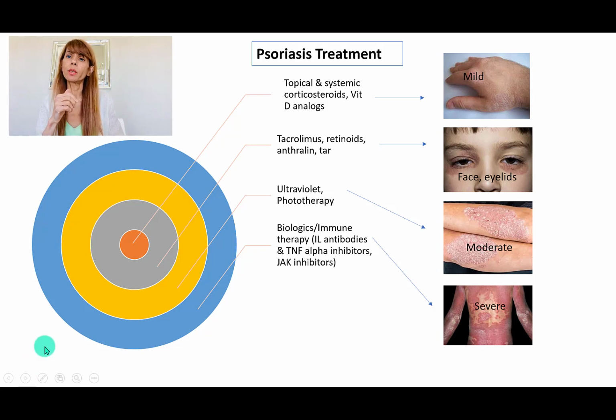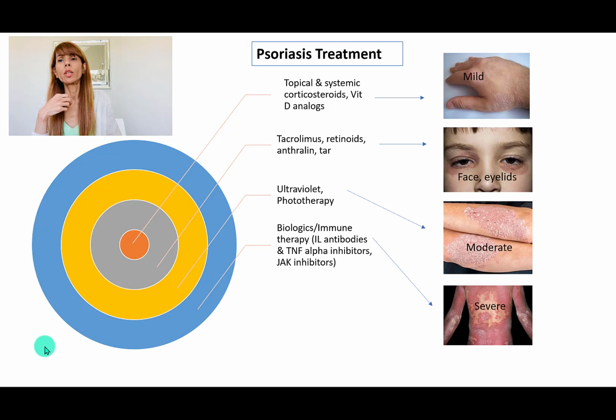So psoriasis treatment depends on the degree of psoriasis. So psoriasis can be mild, moderate, and severe. So if it's very mild, we can do topical and systemic corticosteroids. We can also use over-the-counter emollients, and we can do vitamin D treatment because that helps modify the disease process. If it is on the face or eyelids, where we can't really use the steroids that heavily, we can use topical tacrolimus, retinoids, and things like that to kind of just desquamate the skin.